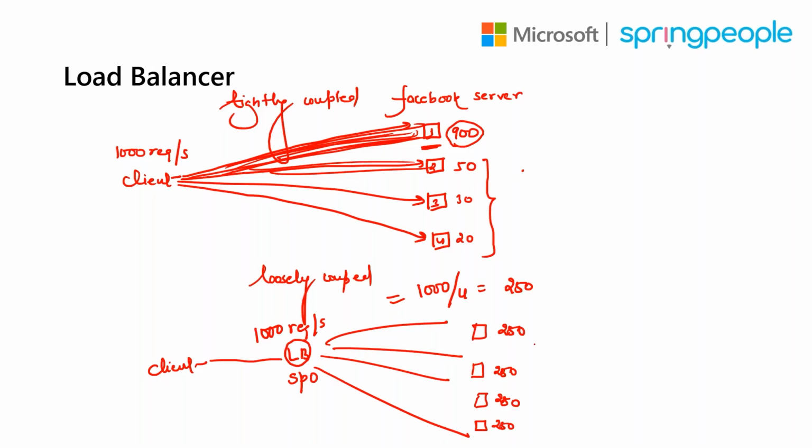Now, it is also very intelligent. If one of the servers is not healthy, let's say this server becomes unhealthy, it keeps on checking the health. And if it is not healthy, it will immediately do 1,000 by 3 and balance the load among the remaining servers, and once it comes back, it will again divide by 4. So this is where the load balancer is decoupling the environment and also taking care of the health of different servers.